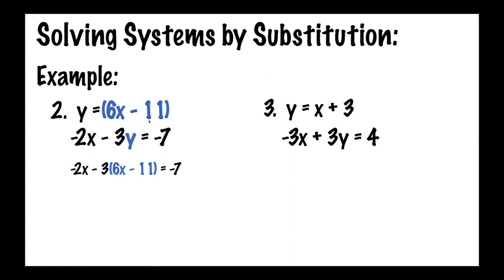So we take this and we plug it in for y in parentheses, and now when I distribute that negative 3 in, I keep the negative 2x, this becomes negative 18x, this becomes positive 33, and it's equal to negative 7.